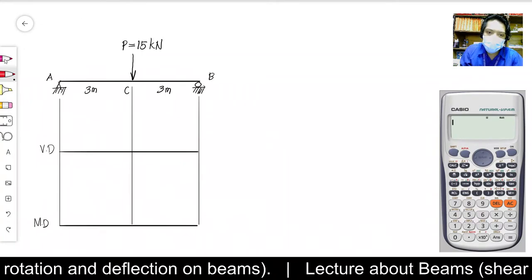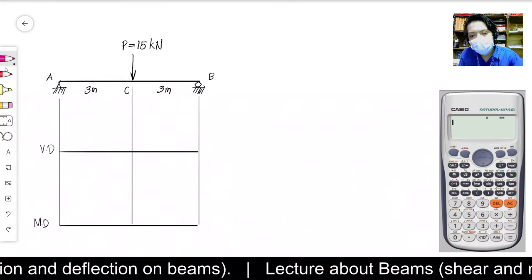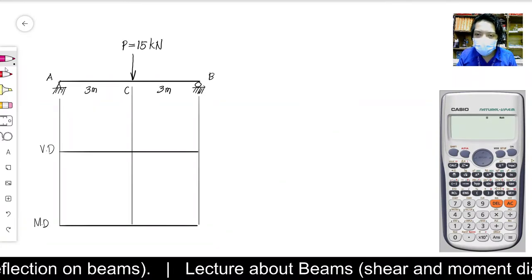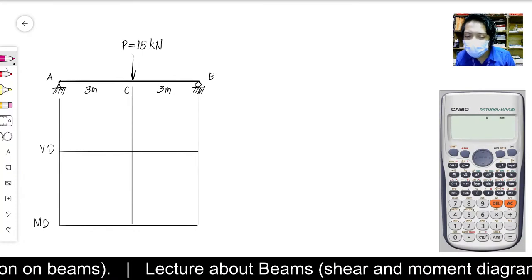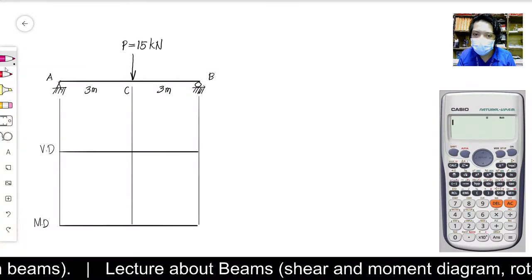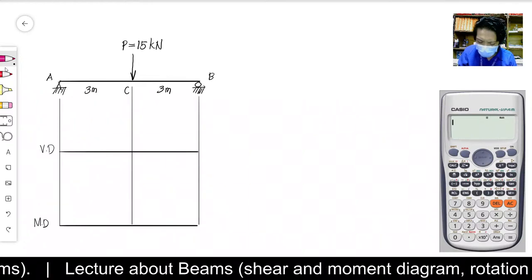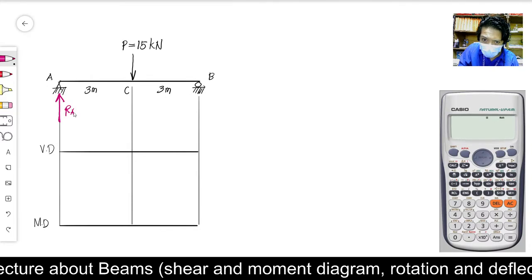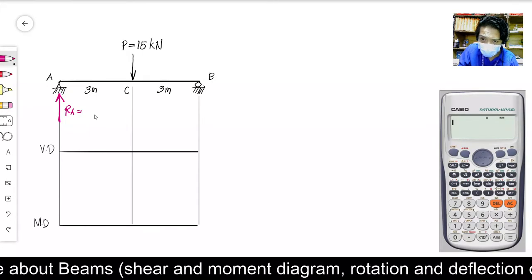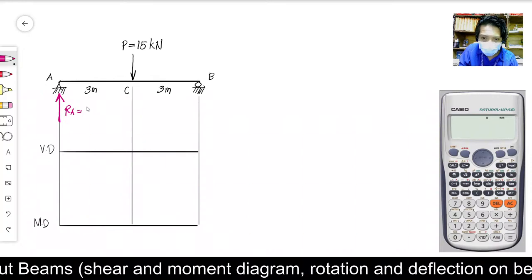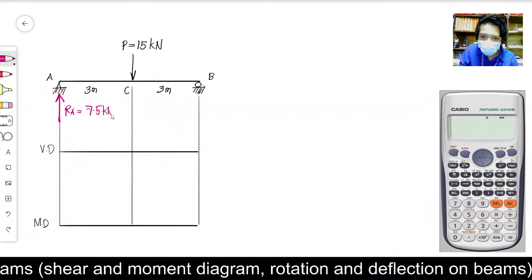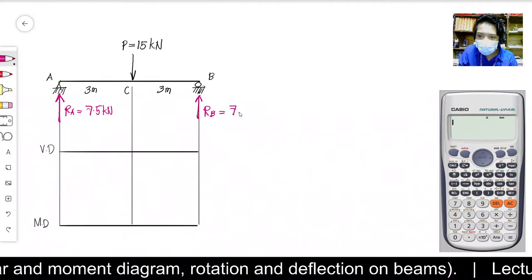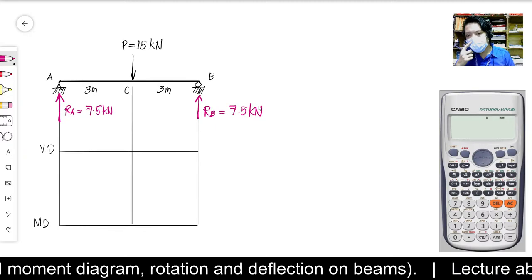And for this case, since we are dealing with a simply supported beam, a point load acting at the midpoint of the beam, you can automatically solve for the reaction at point A and at point B. The reaction at point A, RA, is equal to half of the applied load, and that is 7.5 kilonewton. And also we have RB, which is equal to 7.5 kilonewton.